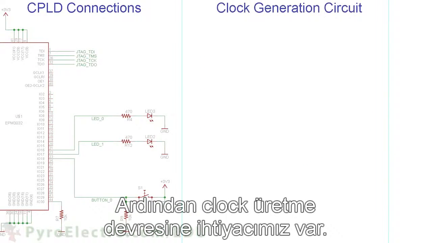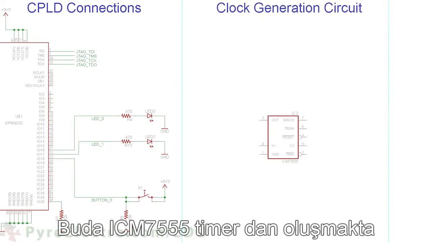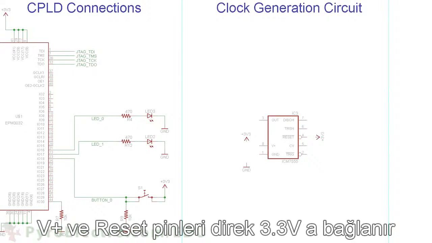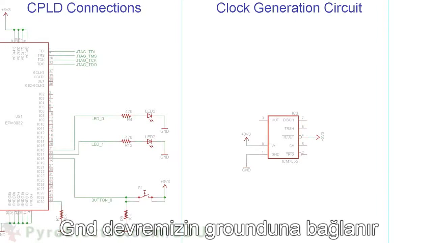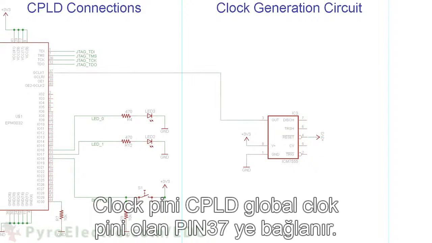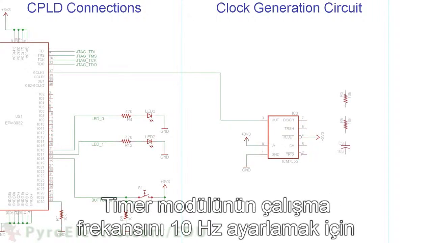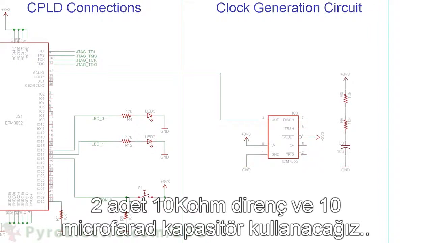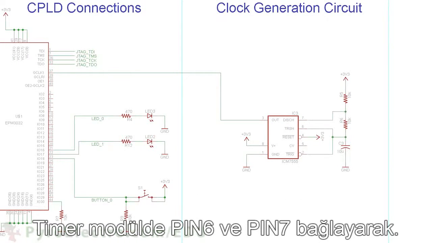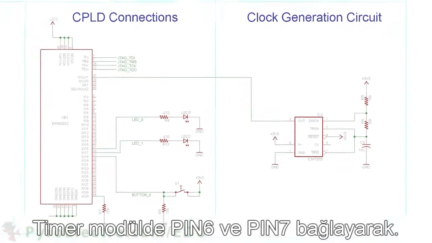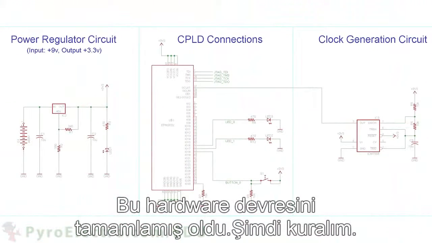Next we have our clock generation circuit. This consists of an ICM 7555 timer. V+ and reset pins of this device connect to plus 3.3 volt power, and GND connects to our circuit ground. Then pin 3 connects to the CPLD global clock pin at pin 37. To set the timer module output frequency to around 10 Hz, we use two 10 kilo ohm resistors and a 10 microfarad capacitor, which connects to pin 6 and 7 of the timer module. And that completes the hardware circuit.